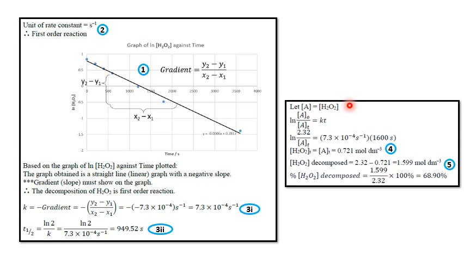Next, we need to find the concentration at 1600 seconds. Before we write down the general formula, we must make an assumption. Let concentration A equal the concentration of hydrogen peroxide.